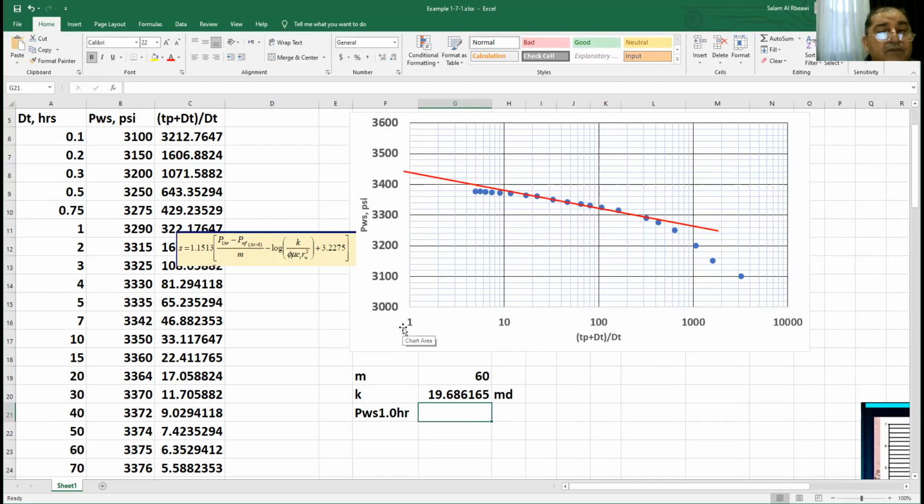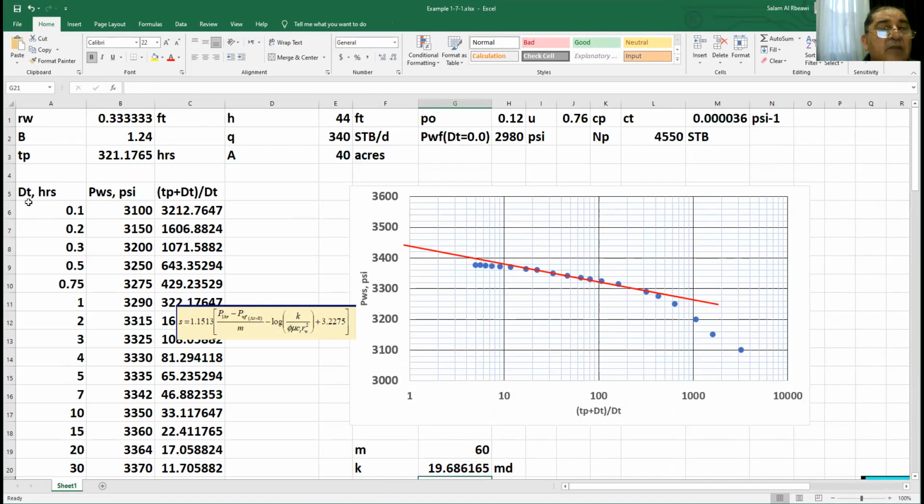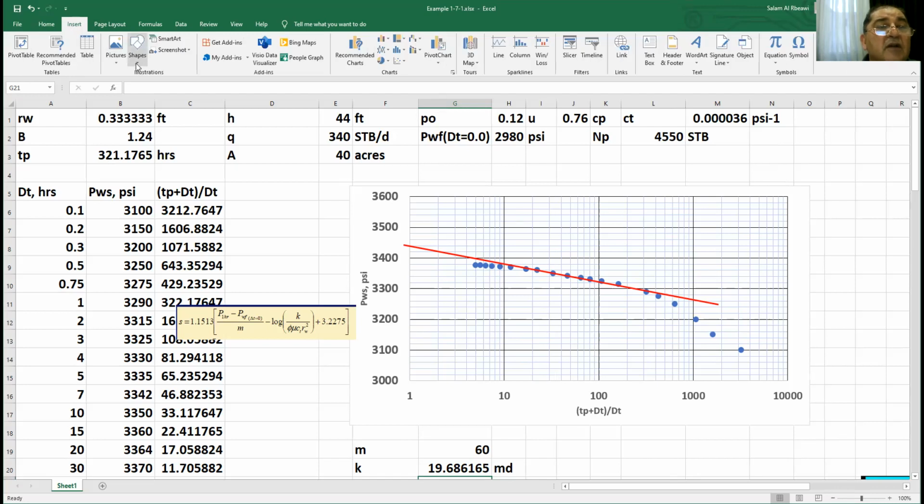So this would be what? This would be TP plus delta T divided by delta T. So this would be 321 plus 1 divided by 1. So 322. Where are we? We are here. This is 100, 200, 300. So insert. This is 320 somewhere here.